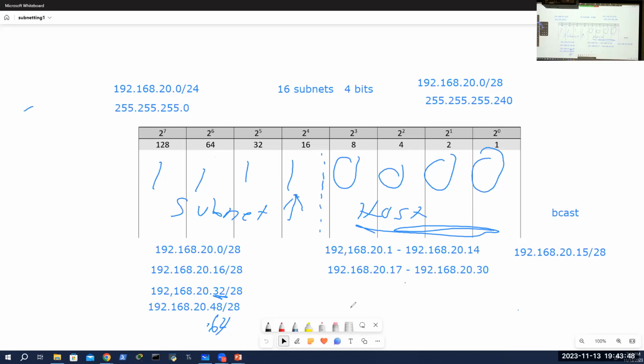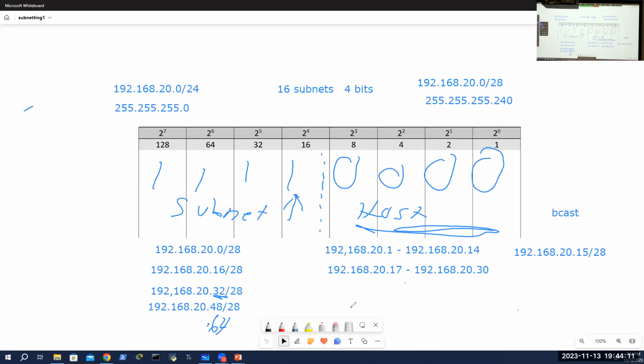And then you need to be able to enumerate the subnets, because you'll be asked, like, what's the last host address of the third subnet? In that case, 192.168.20.46 would be the last host address of the third subnet.